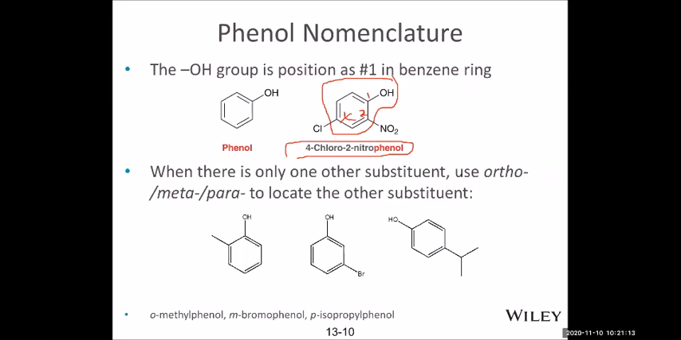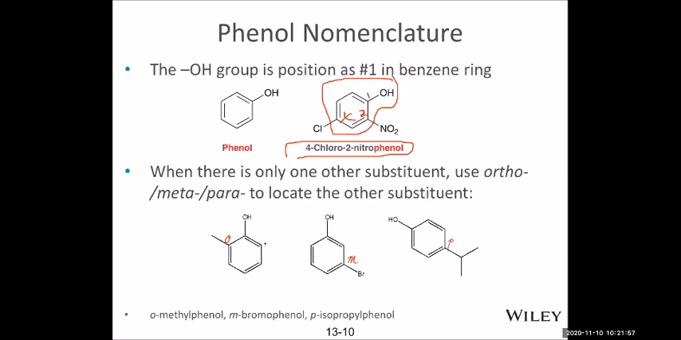The other way to name the compound is the OMP system. Most likely you will see the OMP system in the next semester of organic chemistry. The O means position 2 has a substituent, the ortho position. If position 3 has a group, that'll be the M, meta. And position 4 is the para position. That's the OMP system.